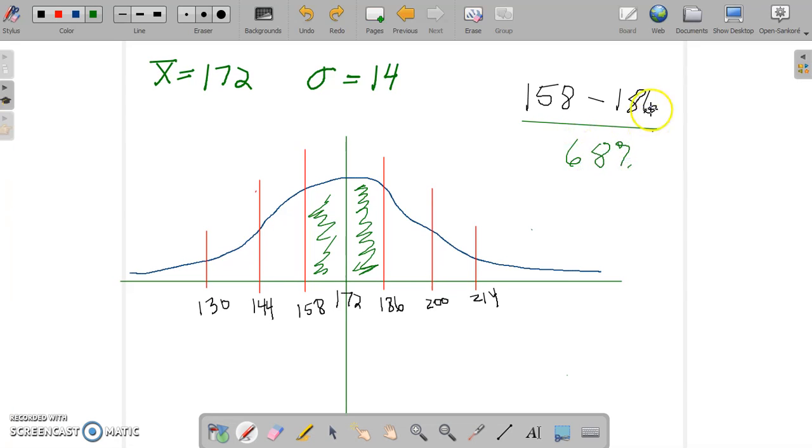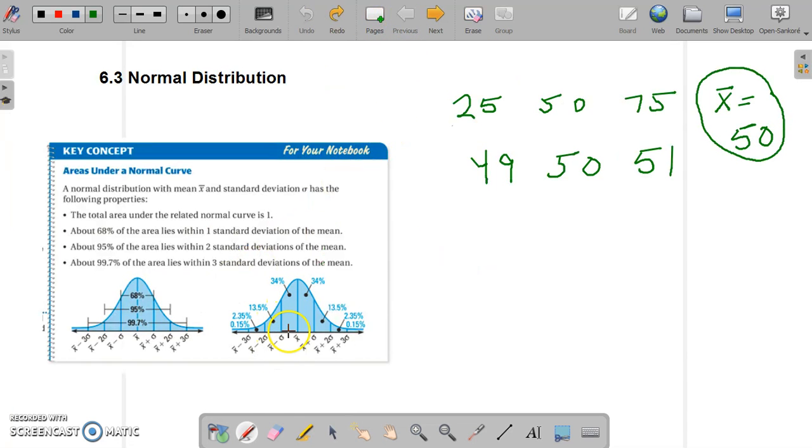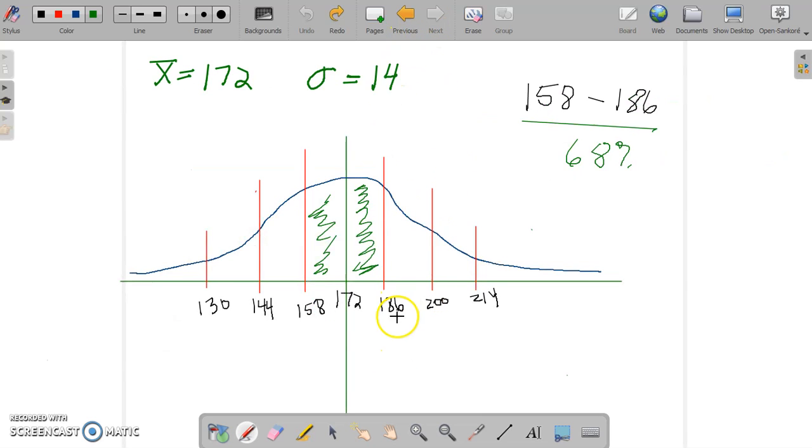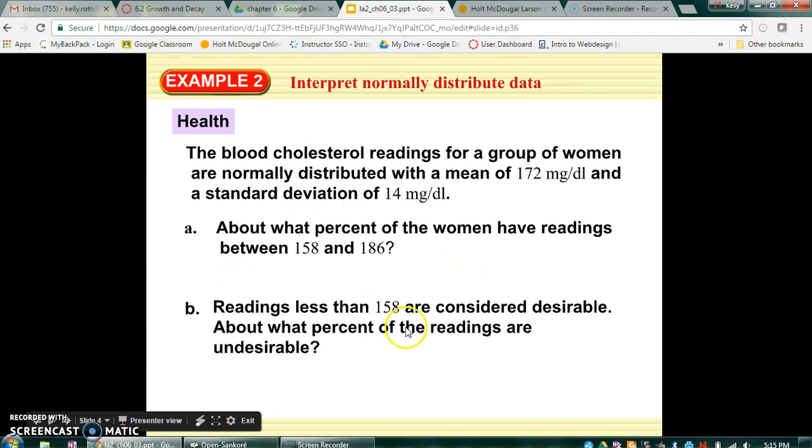And the reason we know that, I'll go back one more, is because of this chart. 34% is within 1 standard deviation of the mean. Okay, we are within 1 standard deviation of the mean at 186 and 158. Okay, going back to the second question. Readings less than 158 are considered desirable. About what percentage of the readings are undesirable?